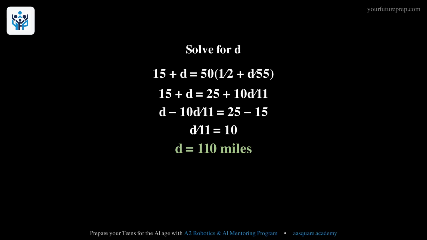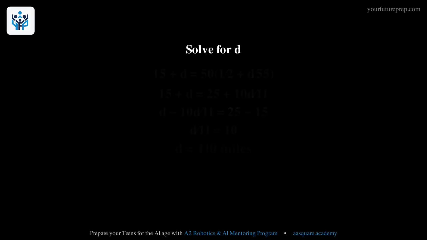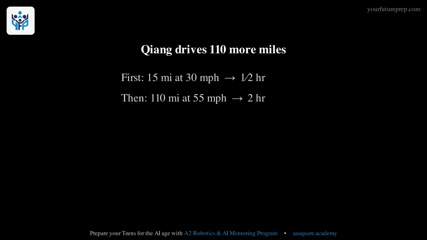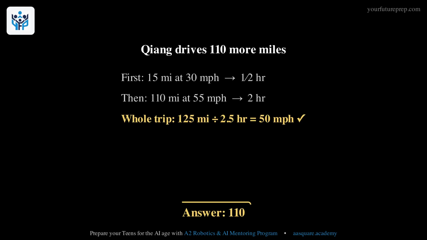That is 25 + 10d/11. Subtract 10d/11 and 15 from both sides to get d/11 equals 10. So d equals 110 miles. So Qiang must drive 110 additional miles at 55 miles per hour. That is answer choice D.